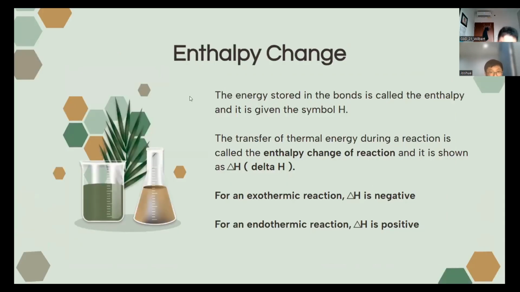So what is enthalpy change? Enthalpy change is the energy stored in the bonds, and the symbol for enthalpy change is H, which is heat. The transfer of thermal energy during a reaction is called the enthalpy change of reaction, and it is shown as enthalpy change, or known as delta H. For an exothermic reaction, enthalpy change of heat is negative, and for an endothermic reaction, enthalpy change of heat is positive.